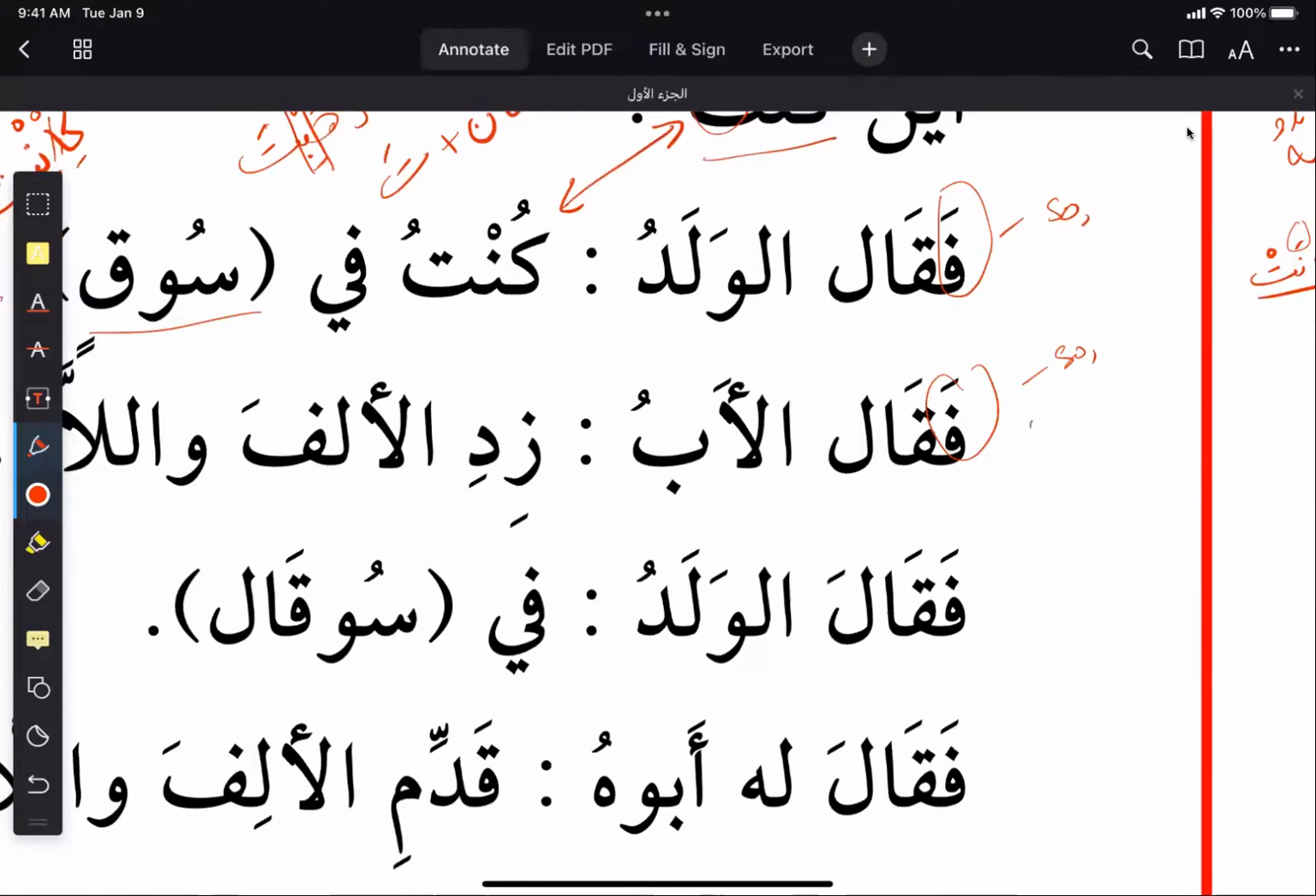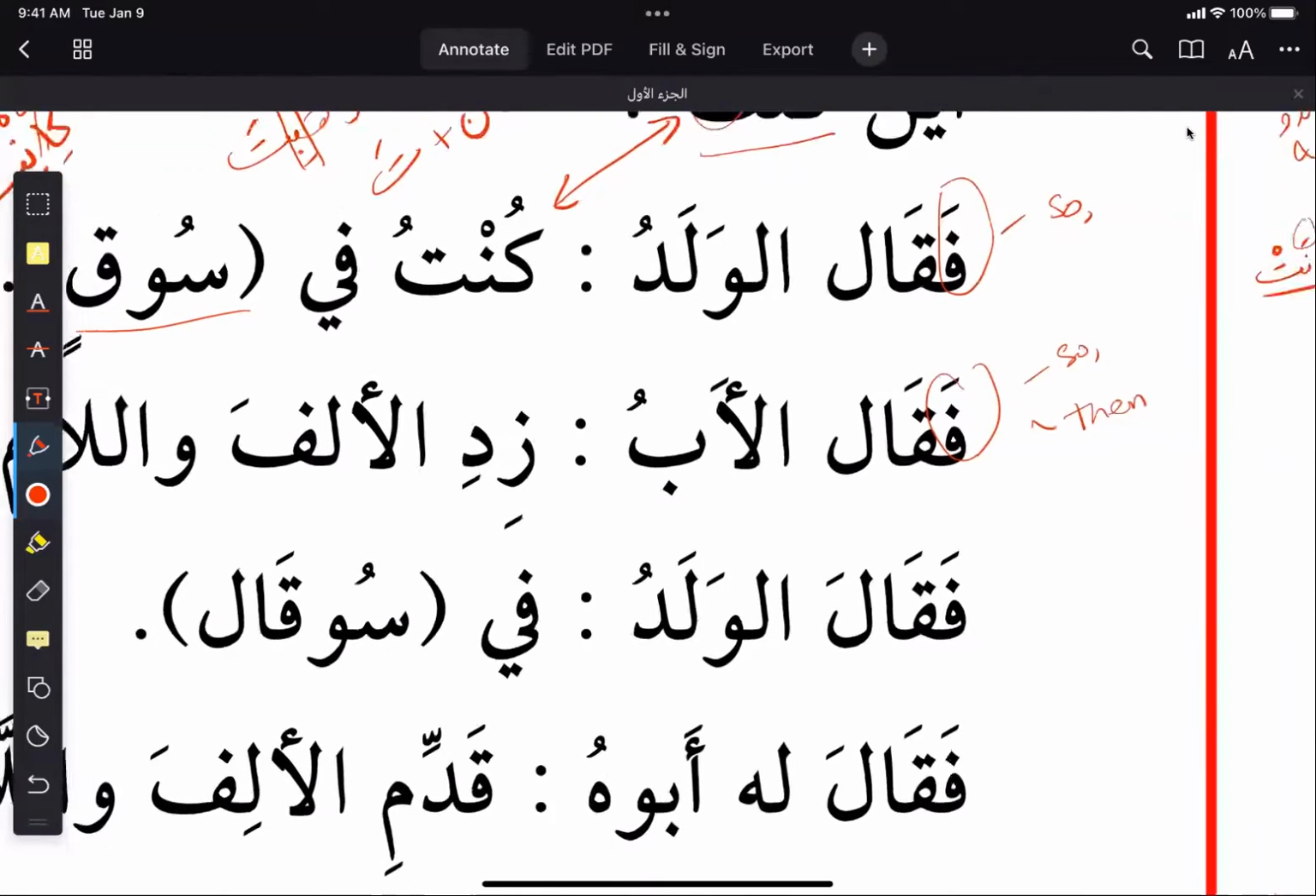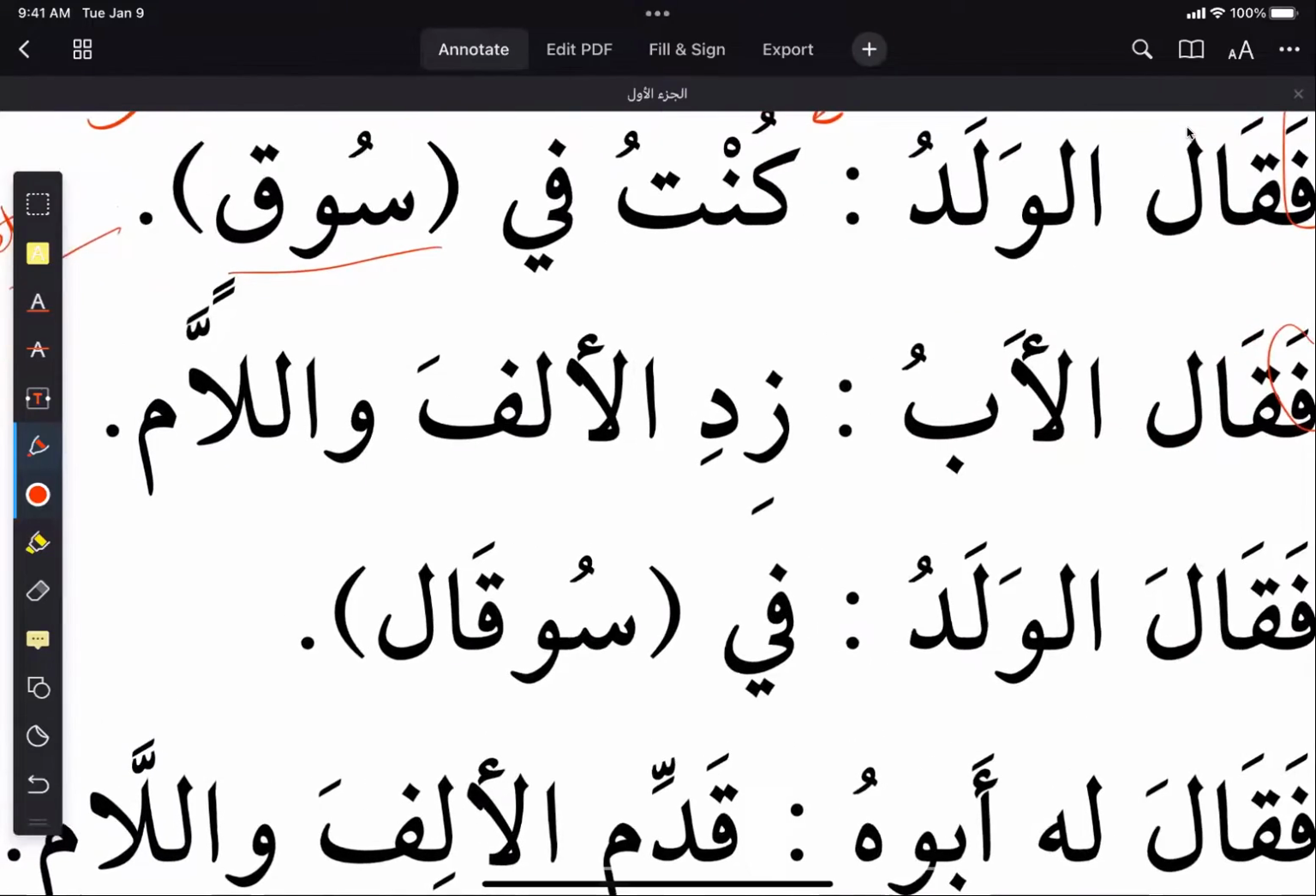Then, excellent. So you already start seeing the beauty of this fa and how dynamic it is. In one case, we couldn't translate it, there's no word to translate. Another time it comes as so, another time it comes as then. So this is the power of fa. And it is very, very used in speaking and also in normal Arabic reading and writing. فقال الأب, then the father said, zid.